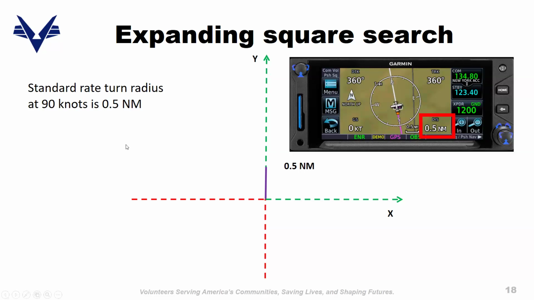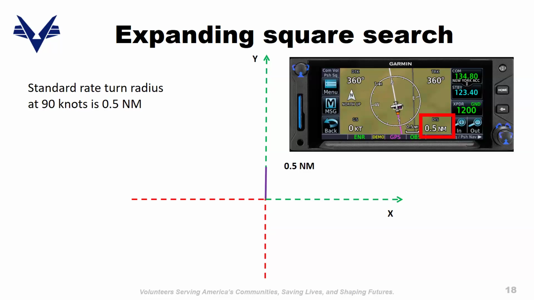So when you fly 90 knots, your turn radius is half a mile. And that's an important thing, because we would be leading our turns by half a mile. Meaning, after you have crossed the point, you'll be flying on your original course, and that would also be in the OBS mode. So you would turn on the OBS mode, and then you would select your first course.